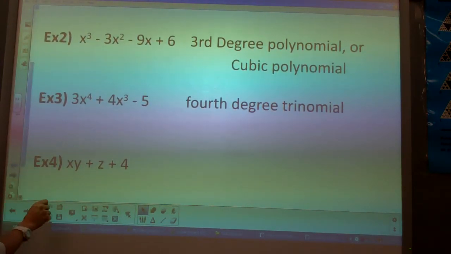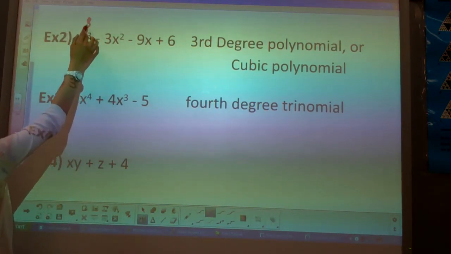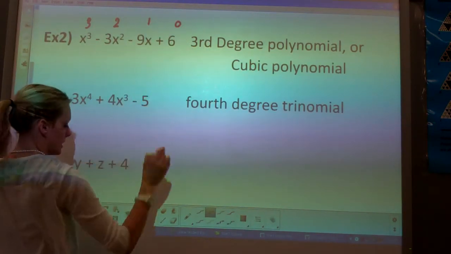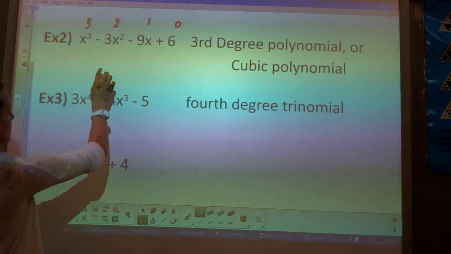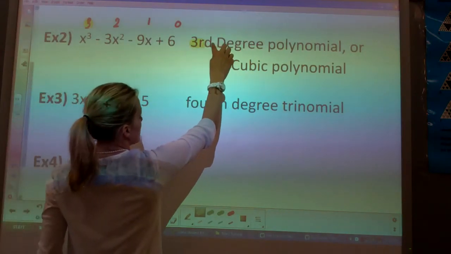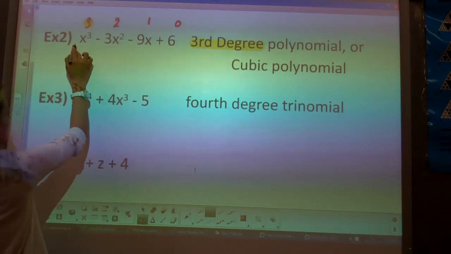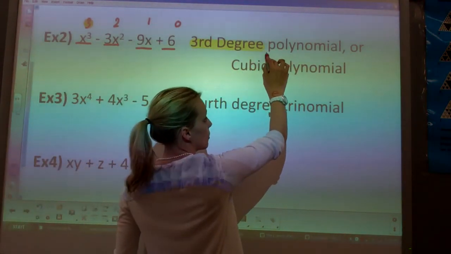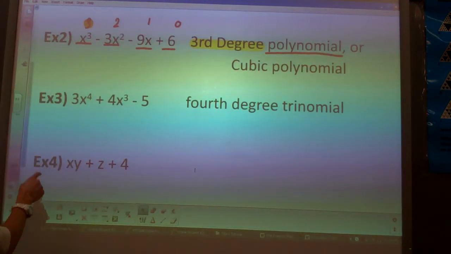For example 2, let's write our degrees down first. This has 3rd degree, 2nd degree, 1st degree, and 0 degree. Because 3 is the biggest, it's a 3rd degree polynomial. And how many terms does it have? 1, 2, 3, 4. We call anything with 4 or more a polynomial. It doesn't have a special name.